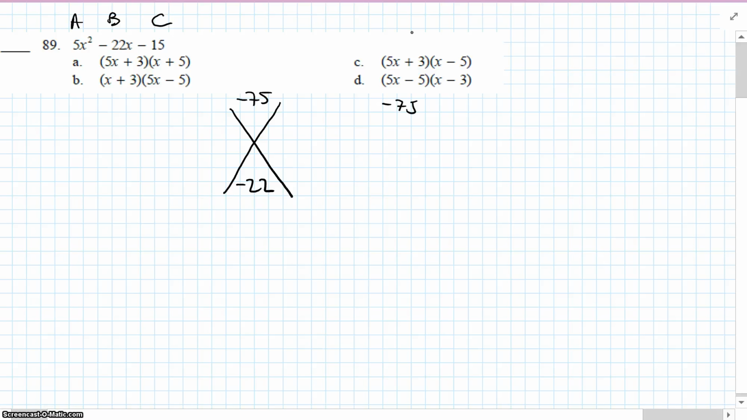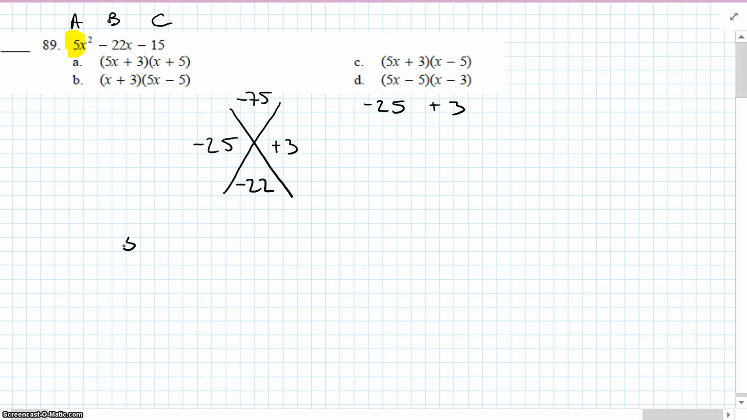Okay, let's think about this, 75. You can start with products of 5 or multiples of 5. So we go negative 25 times a positive 3. Well, that gets us our answers. So our factors are negative 25 and positive 3. Our a value, however, is not 1.